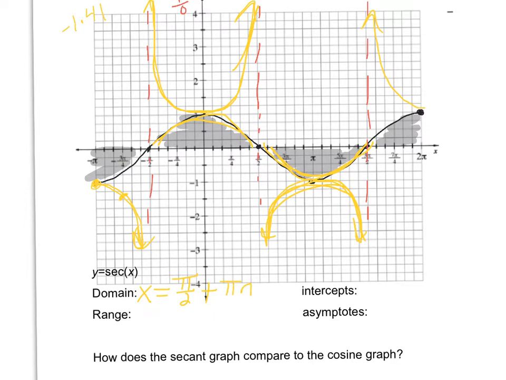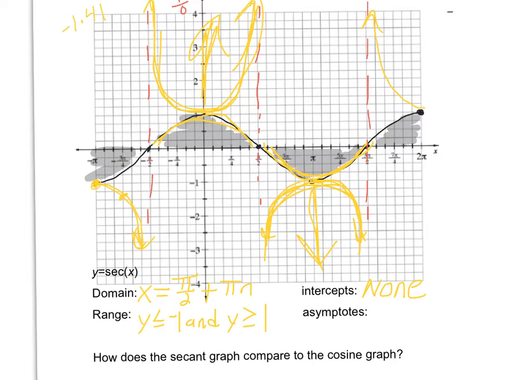Now, what is the range? The range is kind of unique because it goes from 1 up, that's this stuff right in here, and a negative 1 down. So y is going to be less than or equal to a negative 1, and y is going to be greater than or equal to 1. The intercepts, well, there isn't any, because these buckets are opening down, going away from the x-axis, or opening up, going away from the x-axis. So there is none, or however you want to write that.